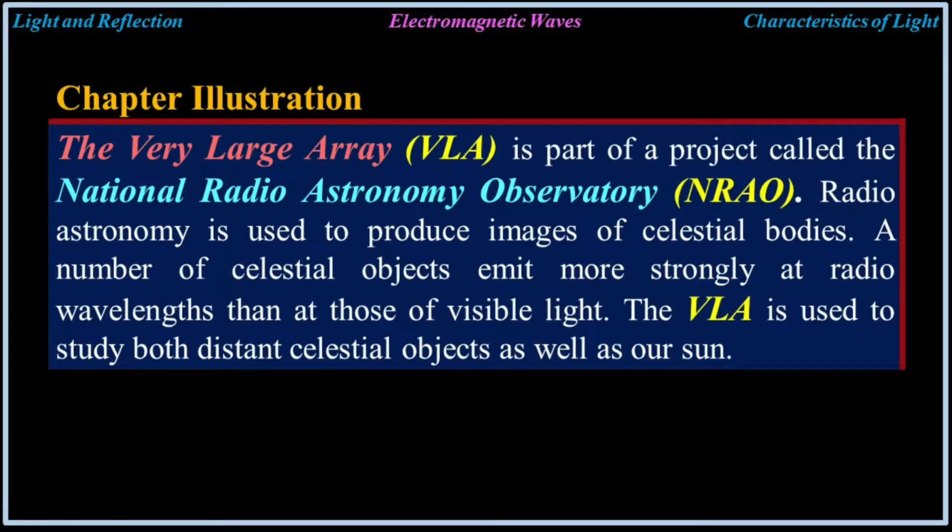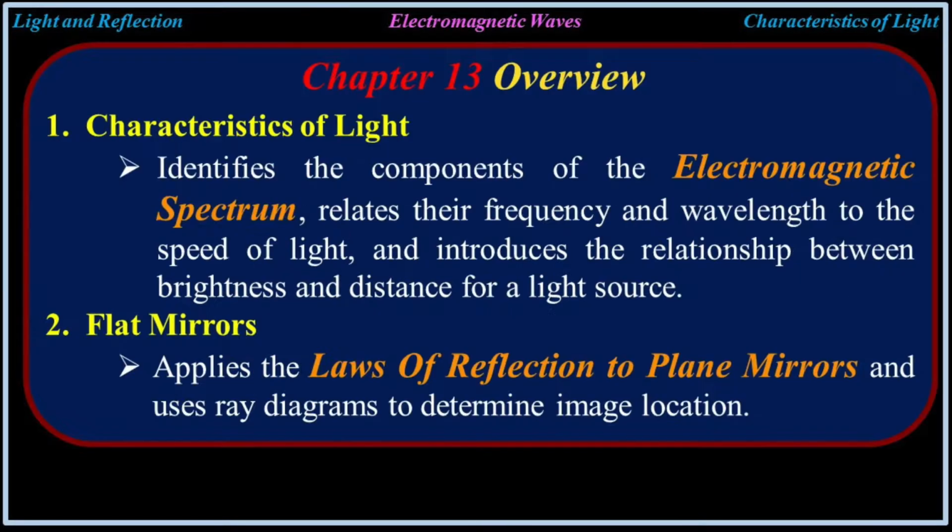Chapter illustration, the Very Large Array, VLA, is part of a project called National Radio Astronomy Observatory, NRAO. Radio astronomy is used to produce images of celestial bodies. A number of celestial objects emit more strongly at radio wavelengths than at those of visible light. The VLA is used to study both distant celestial objects as well as our sun.